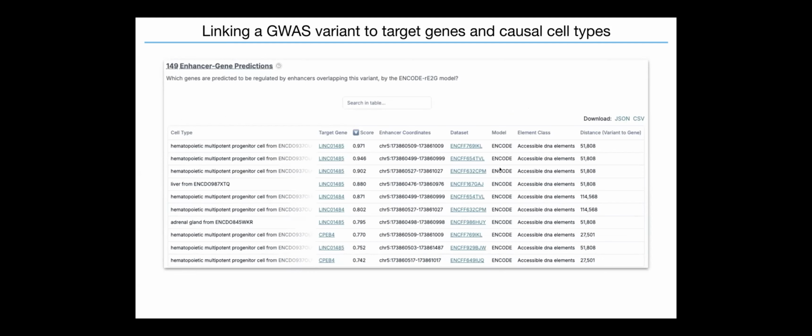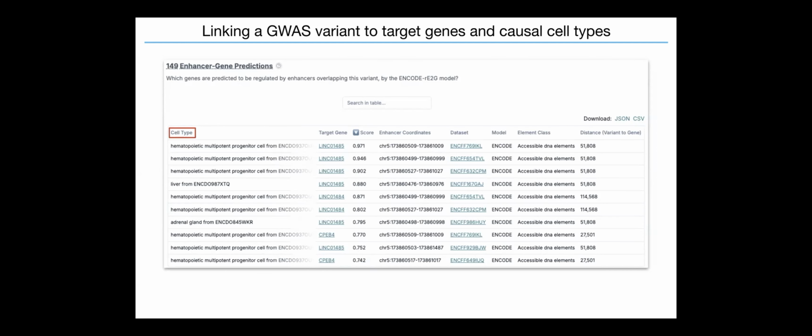So this is the page that has all the information that this variant has been annotated with in IGVF. And if you scroll down a bit, you get to this table of enhancer gene predictions. This table contains one prediction per line. And each line is essentially one case where the variant intersected an enhancer that was predicted to regulate a given gene in one of the cell types or tissues that are part of the IGVF resource.